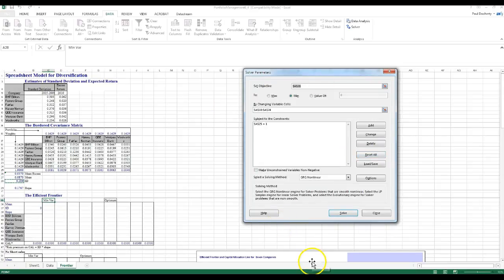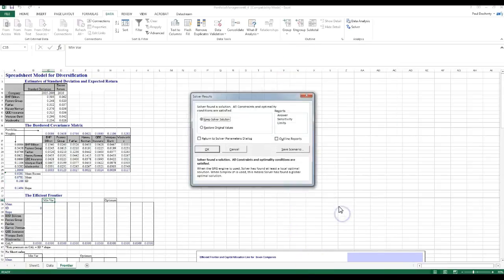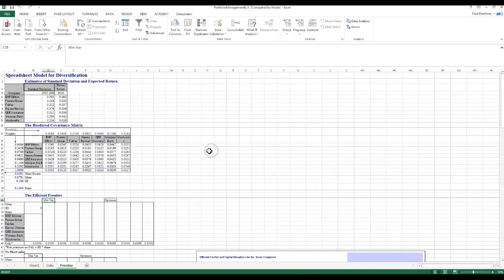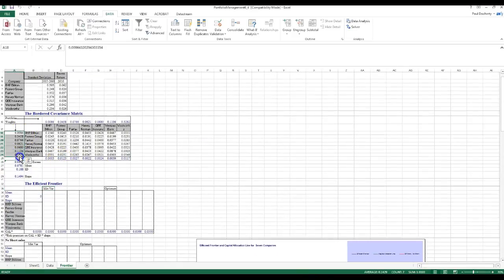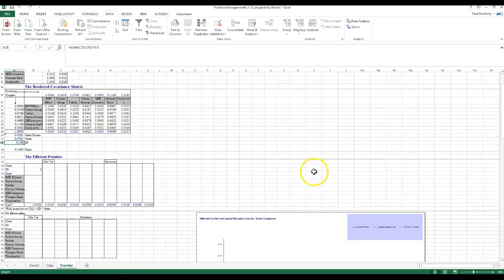I'm just going to keep my basic formula, and I'm going to select Solve. Okay, it's found a solution. What you can see is that Solver has changed these weightings, and it's come up with a combination of the weightings such that this standard deviation is now minimized. It's my minimum variance portfolio.